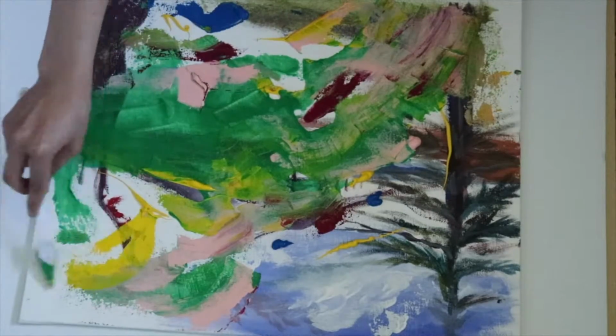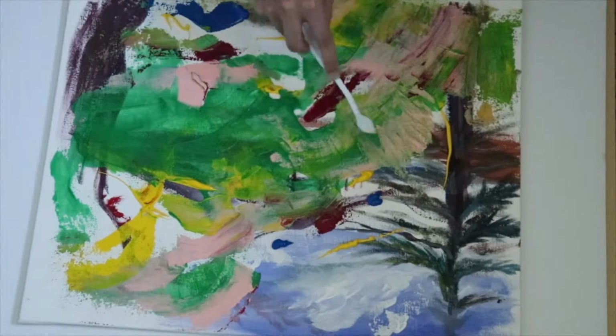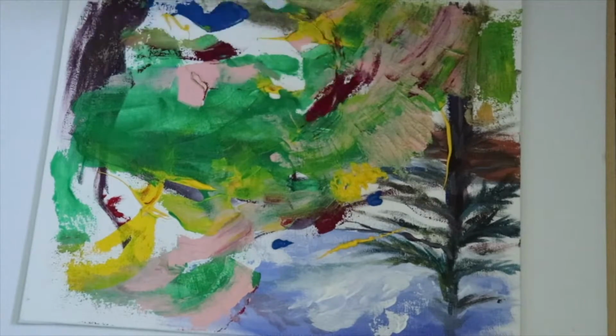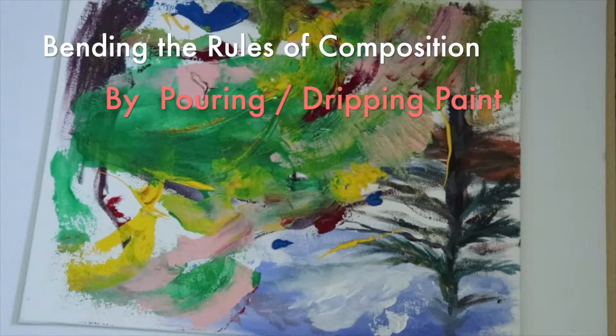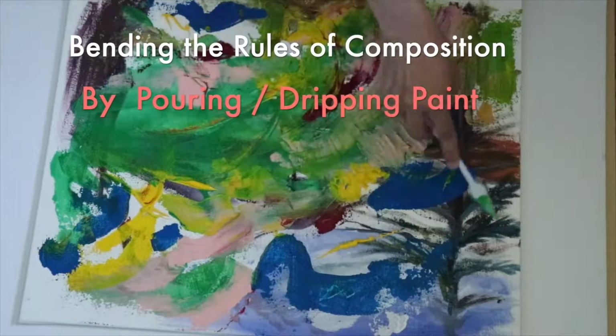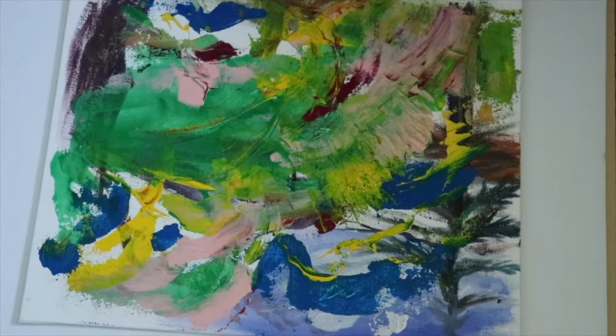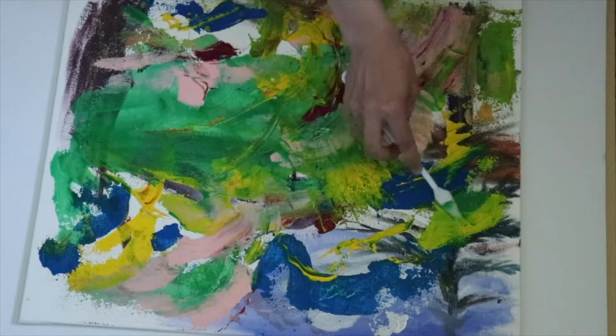I'm just going to prepare some of my paint here, maybe dilute some of them with some water, and start just dripping the paint and pouring the paint on the canvas. Now I'm doing so without any particular order or an image in my mind. This is called an expressionist abstract painting.